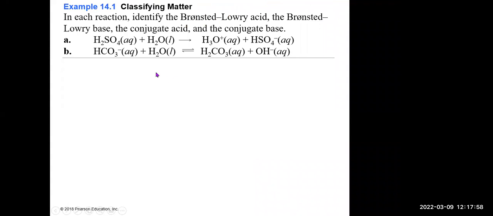So here in this practice, we want to classify matter. In each reaction, identify the Bronsted-Lowry acid, Bronsted-Lowry base, conjugate acid, and conjugate base. The first one is the reaction between H2SO4 and water, turning into H3O plus and HSO4 1 negative.